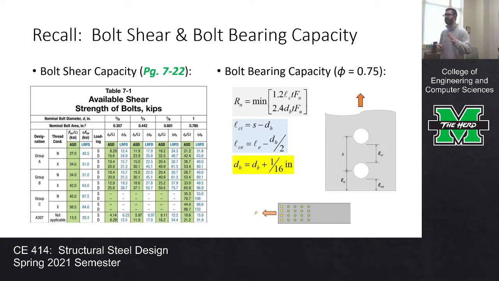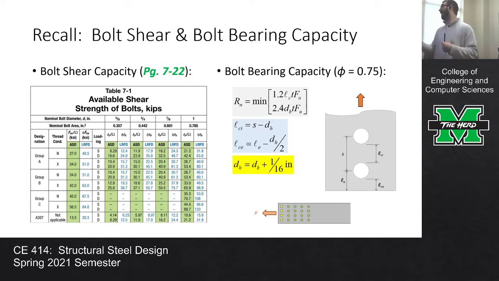So bolt shear capacity, hopefully by now you're familiar with Table 7-1 on page 7-22. That's one of the first real design aids that we've been using this semester. Not only is it pretty easy to use, but it's very convenient, because for any bolt material grade, for any thread condition, for any number of shear planes, well, 1 or 2, which is the vast majority of connections, and for any bolt diameter, we can just look up the capacity like that.